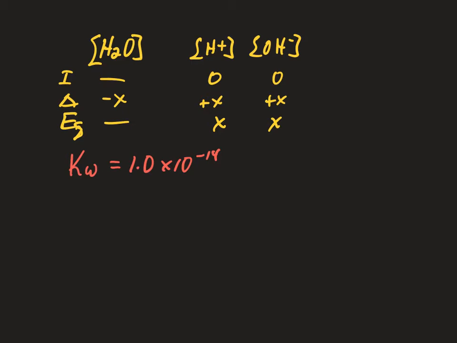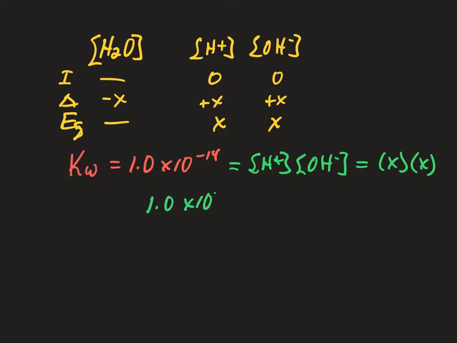So here we're showing our ice table from our equilibrium for the dissociation of water, and the Kw. If we substitute in what we know, that the Kw is equal to the concentration of hydrogen ions at equilibrium times the concentration of hydroxide ions at equilibrium, and each of those is X, then we can find either one, because 1.0 times 10 to the minus 14th is equal to X squared.